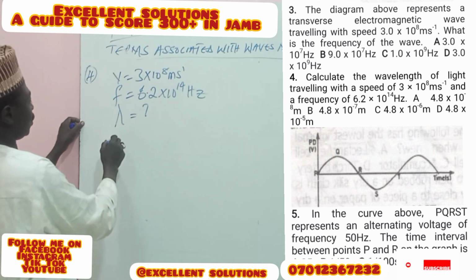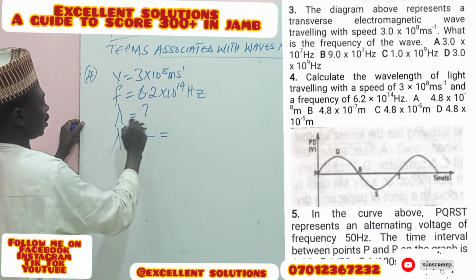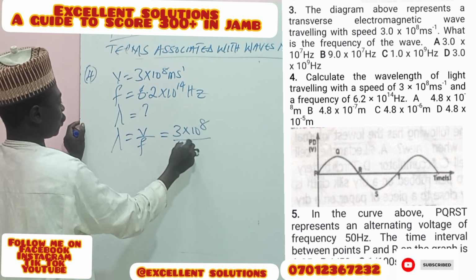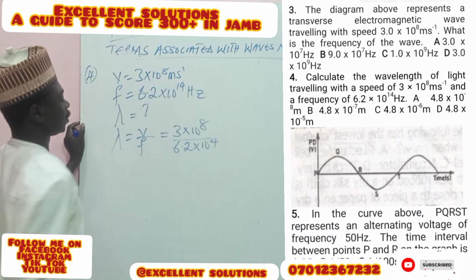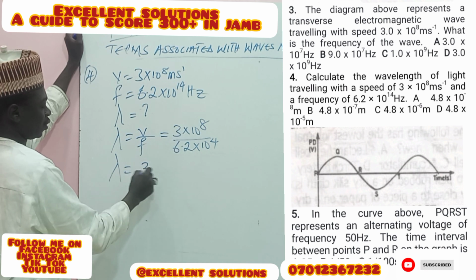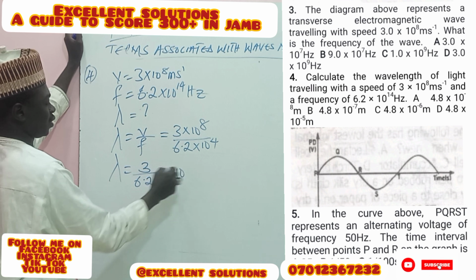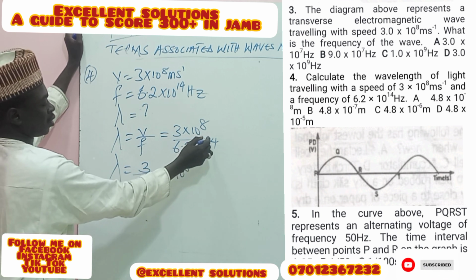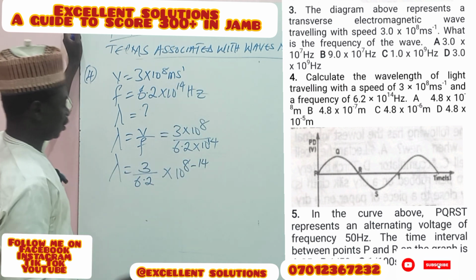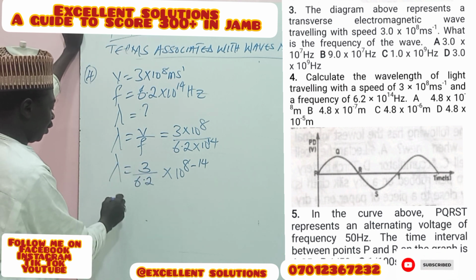So if we look at this here, we say lambda equals V upon F, and this now becomes 3 exponential 8 upon 6.2 exponential 14. So this now becomes lambda equals 3 upon 6.2 times 10 raised to the power of 8. If this 14 goes up, it now becomes minus 14. So if we now divide 3 by 6.2, we cannot have a whole number.